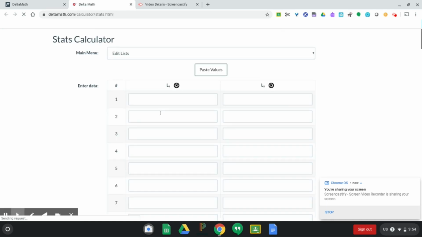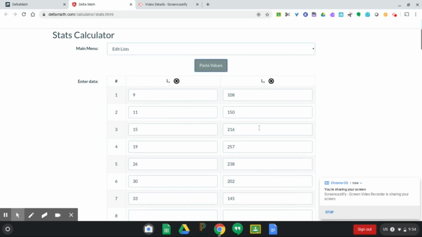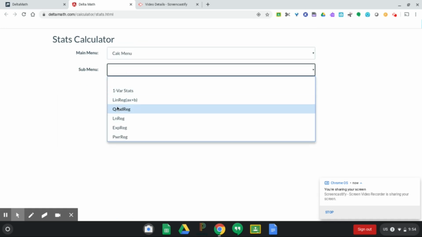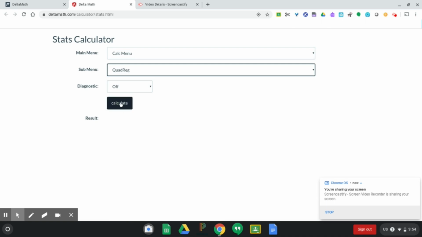When this comes up, I'm going to paste values. Paste values won't show up if you don't click Copy Values. Okay, so here's my L1, L2. If I made a mistake, I could always press the X here. So I want to go to the Calc menu. In my submenu, I want quadratic regression. I can keep diagnostic off and I can click Calculate.